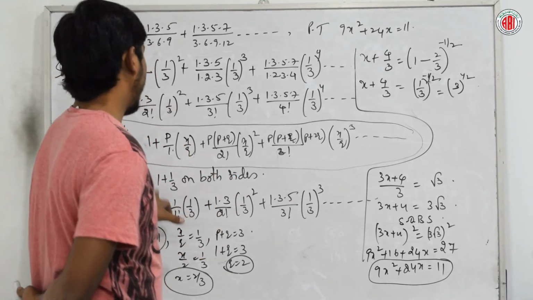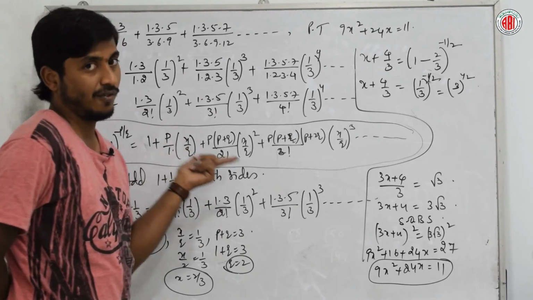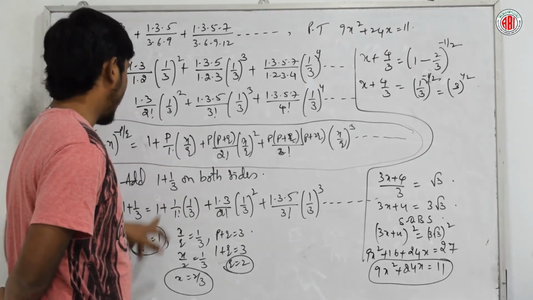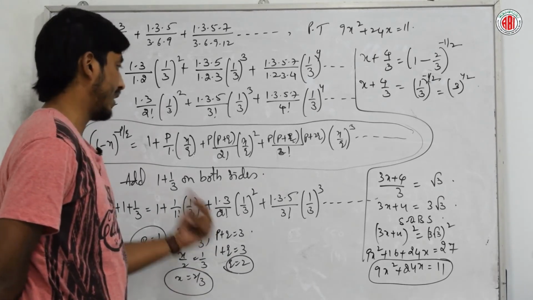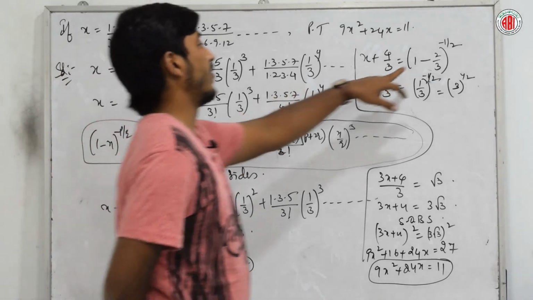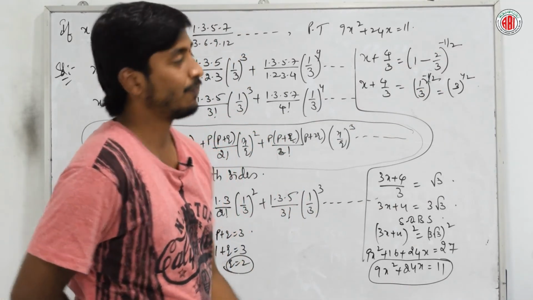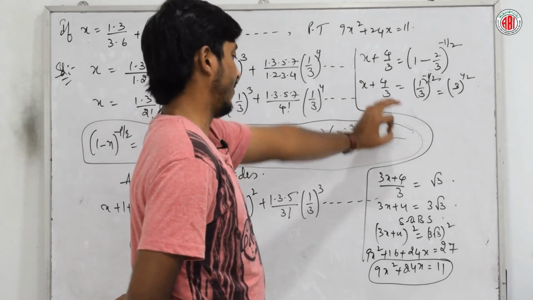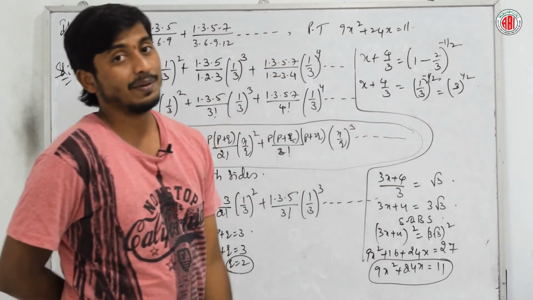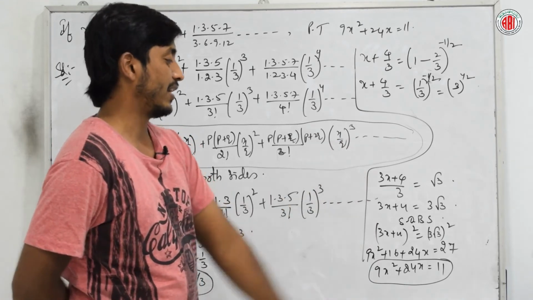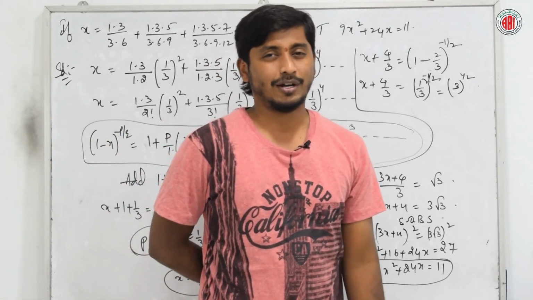So, if we add 1 plus 1 by 3 on both sides, the whole thing will be in the same standard form. So, if I compare it with p, x by q and p plus q, I will get the values of p, x and q. Then we will substitute in the formula of (1 minus x) whole power minus p by q. Then substituting, simplifying, squaring on both sides will get the result as 9x square plus 24x equal to 11. Is it simple or not?